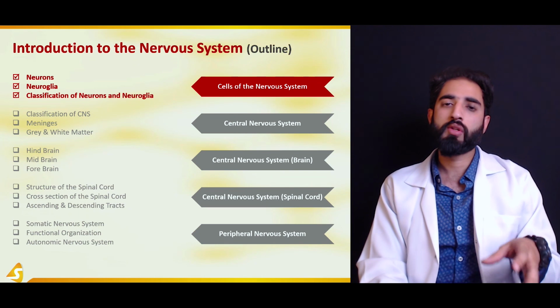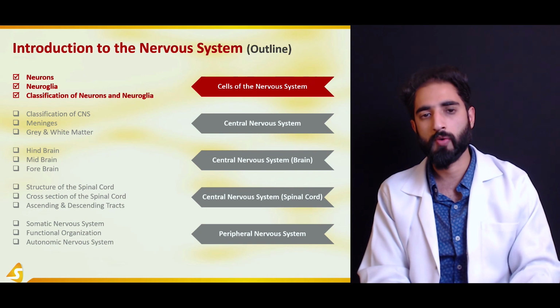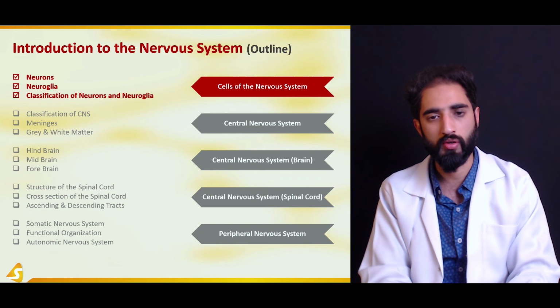So that was all about the first section of the series of lectures, which was regarding the cells of the nervous system, in which we talked about the neurons, neuroglial cells, and the classifications of neuroglial cells.